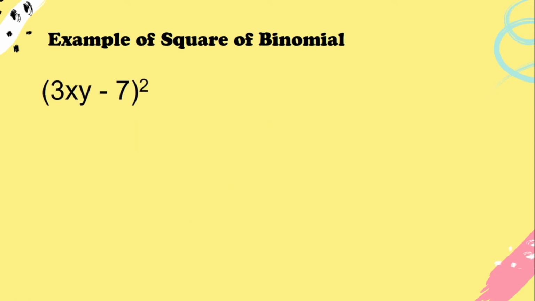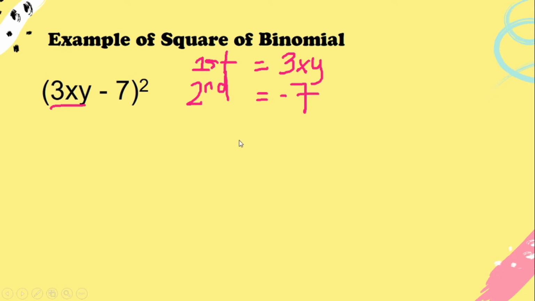Next. Another example is 3xy minus 7 squared. Okay? So, ganun din lang yung magiging pattern natin kagaya ng ginawa natin. So, since this is minus, ang magiging pattern natin is negative yung nasa gitna. First step, i-identify muna natin, ang ating first term ay itong 3xy. Tama? And then, ang ating second term ay yung negative 7. First step natin is to square the first term. At ang first term natin is 3xy. So, 3xy squared. Kasi i-square daw natin yung first term na 3xy.